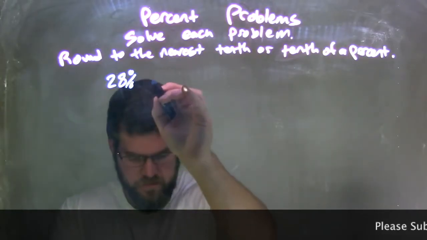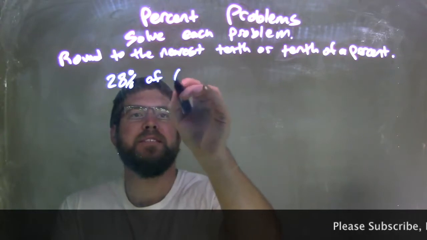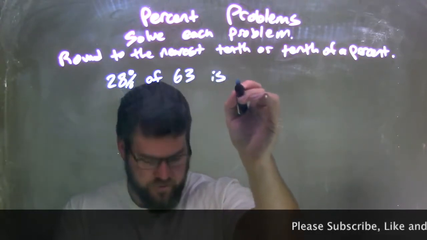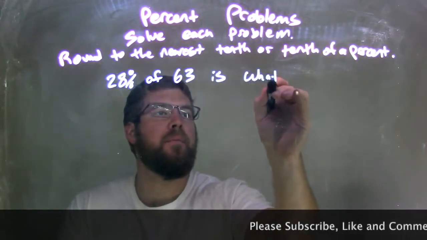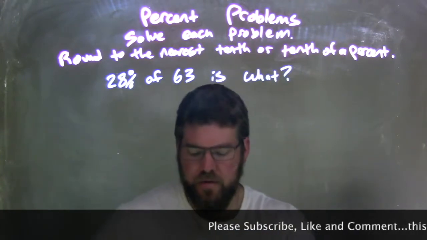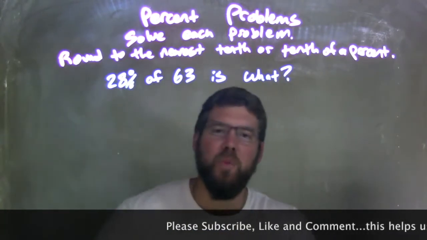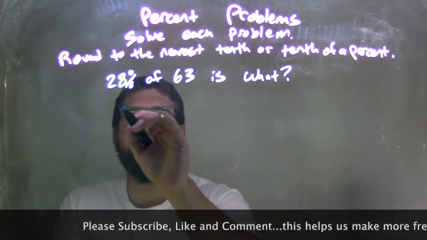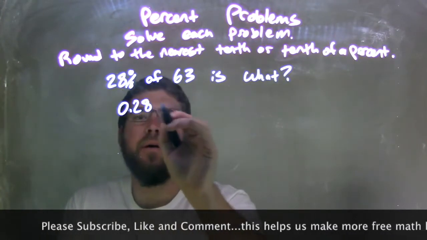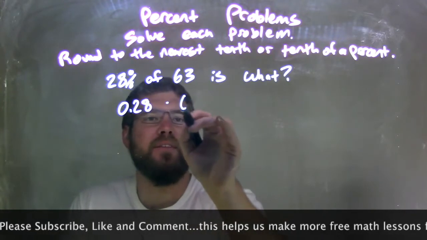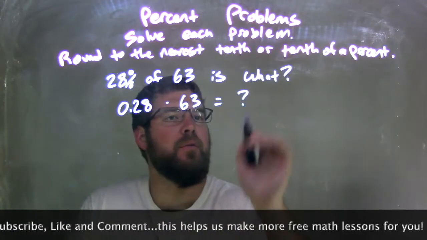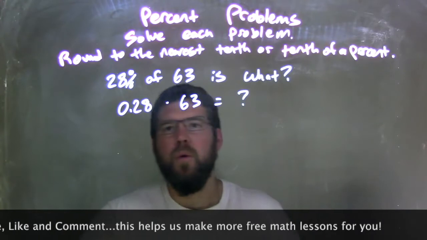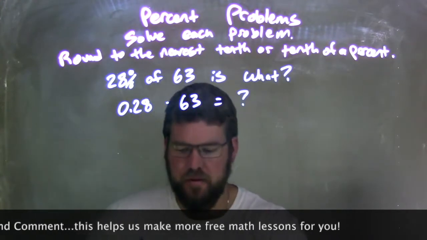28% of 63 is what? Okay, 28% of 63 is what? I'm going to take that 28% and convert it into a decimal. So we have 0.28 of 63, so multiplied by 63 is what? So what is that 0.28 times 63?